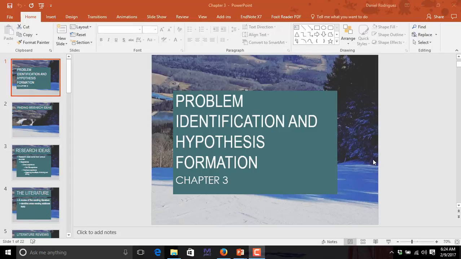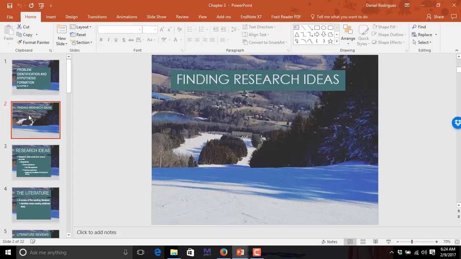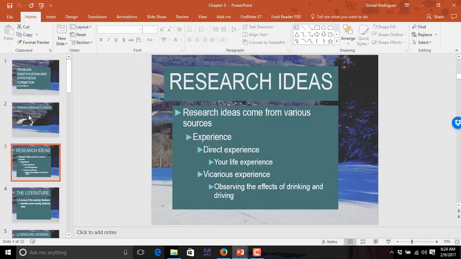So the idea here in conducting research is how do you design it correctly so that you can actually get, or at least attempt to get, the results you're looking for, but find out whether or not your hypothesis can be supported or not. Let's talk a little bit about the whole process, though. So you start by finding research ideas.